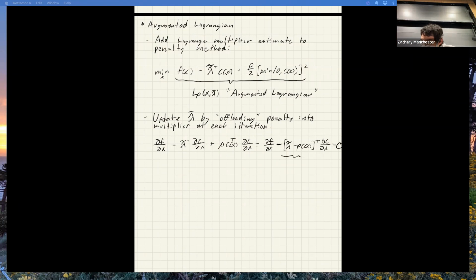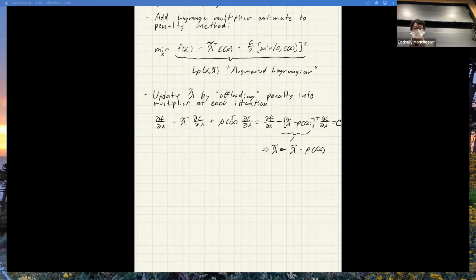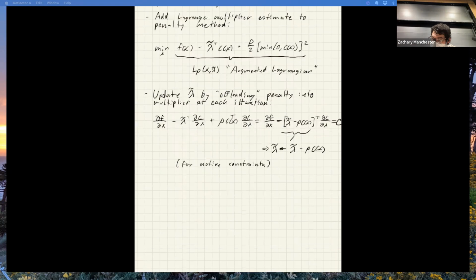So this sort of says, what I want to do is lambda tilde gets lambda tilde minus rho c of x, roughly speaking. Does that make sense? So I push the penalty term into the Lagrange multiplier term, in parentheses for active constraints. So that's sort of the hand wavy version. So here's the full detail version.